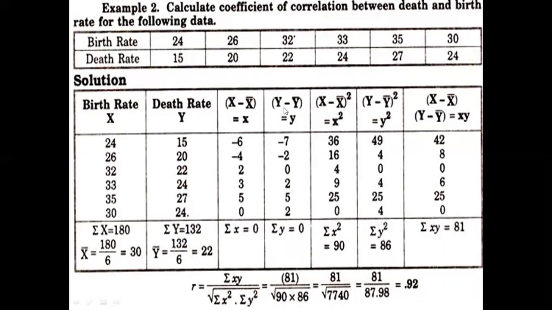Similarly calculate the value of y minus y bar, which is denoted by the small y. So we need to do 15 minus the mean value of y, which was 22. So 15 minus 22, it is minus 7. 20 minus 22, it is minus 2. 22 minus 22 equals 0. In that manner we can calculate the value of small y, whose sum is again 0.